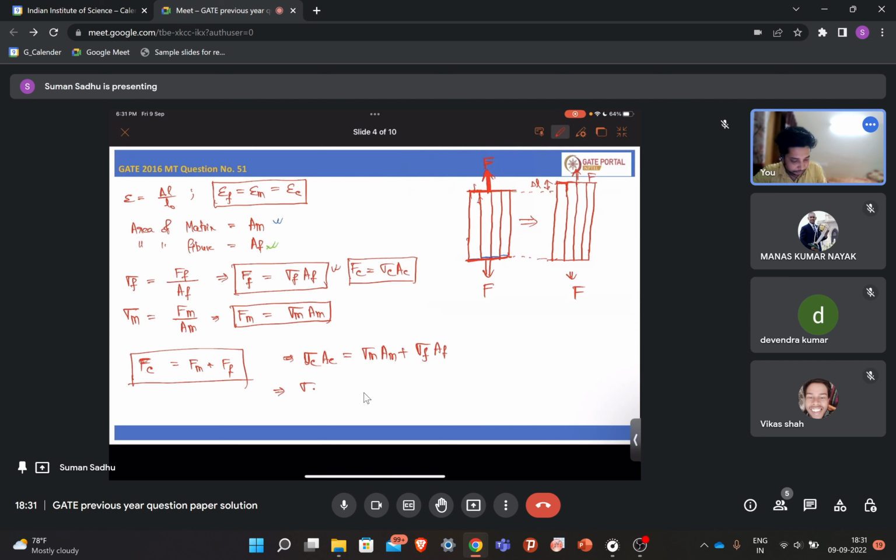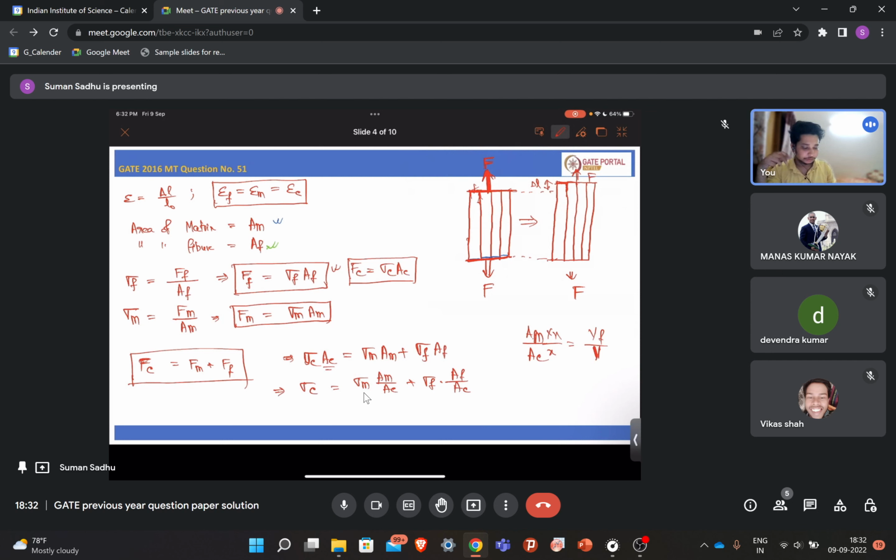Now let us take AC to that side, so it will be sigma M into AM divided by AC plus sigma F into AF divided by AC. Now if the thickness is, let's say, X, the thickness will be the same for the matrix and the fiber, right? So if the thickness is the same, then AM by AC into X by X means VM by V, and likewise VF by V, the total volume, right?